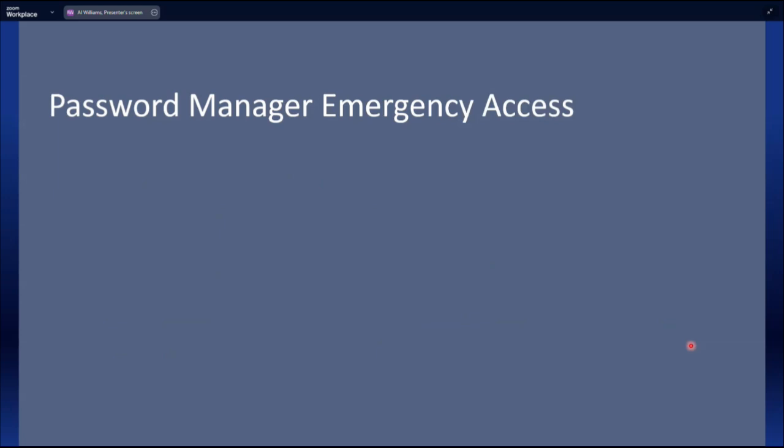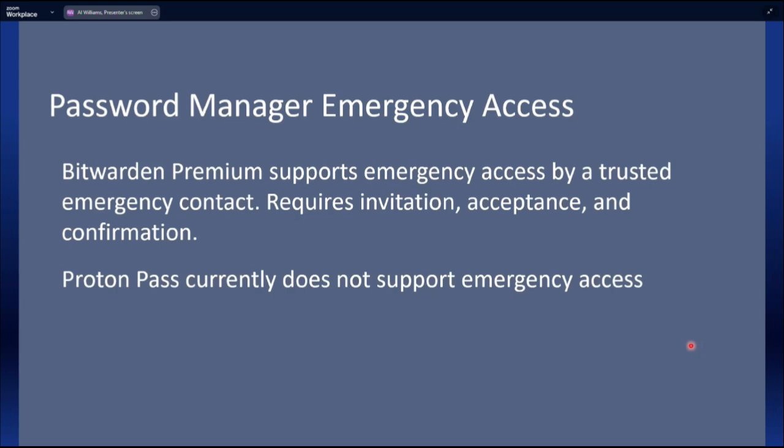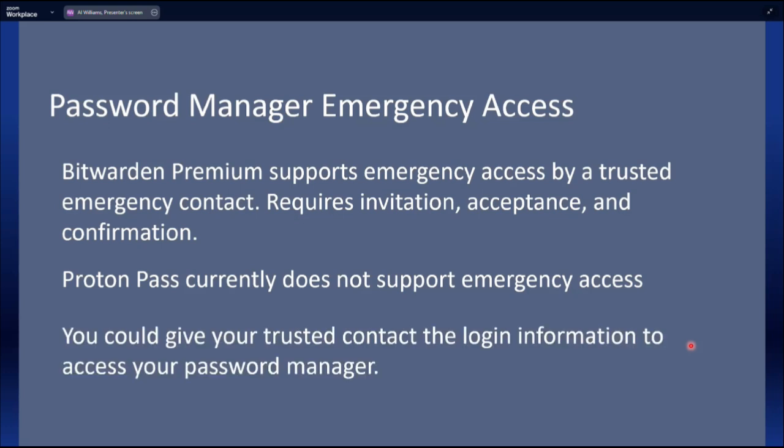So what about emergency access? Bitwarden Premium supports emergency access by a trusted emergency contact. To set that up, you would have to send an invitation to the person that you want to trust. They have to accept the invitation, and then there's a confirmation. Proton Pass does not have emergency access. You could, however, rather than using the emergency access that's built into the password manager, just provide the login information to your trusted contact in a side channel.